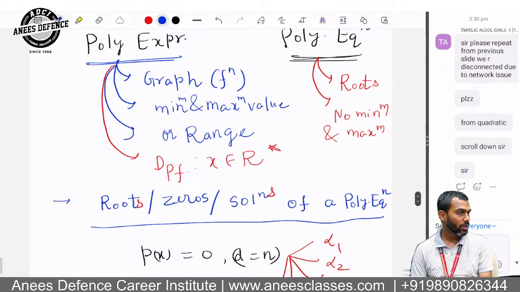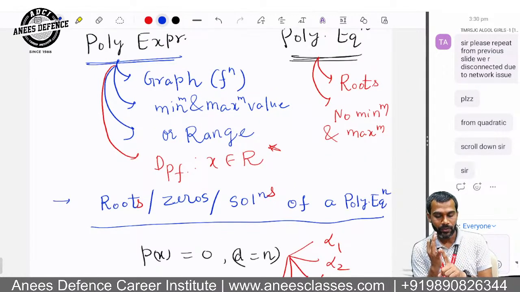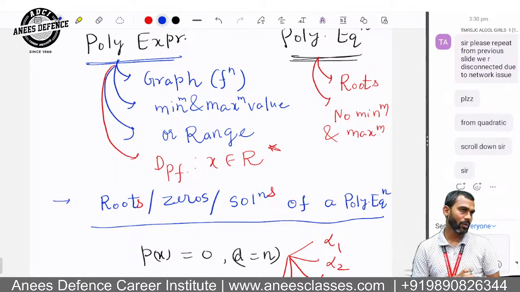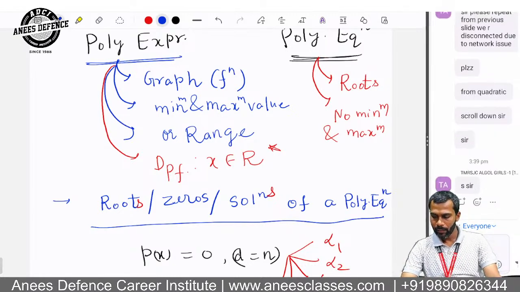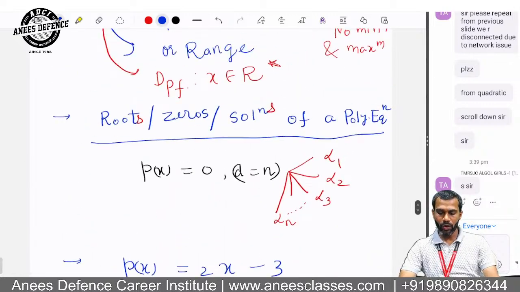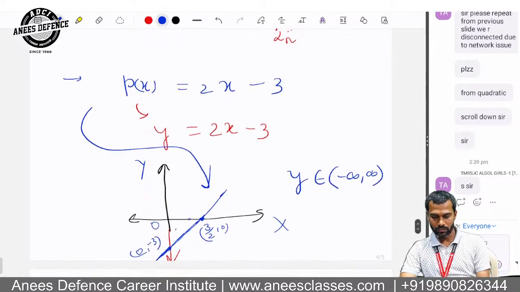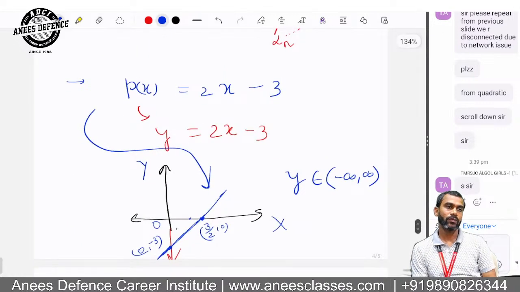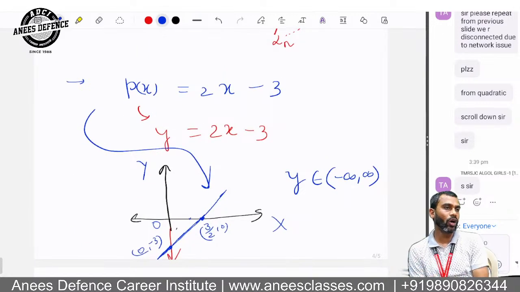I hope it is clear now. A polynomial expression will have a graph. It will have a minimum and maximum value, or we can say range, and the domain of a polynomial function will always be the set of all real numbers. Yes or no? Understood? Yes or no? Yes, online students, have you understood? Okay. Now we'll talk about polynomial equation. Please note it down. This one, this example. Just draw the graph. From linear, we'll move to quadratic.